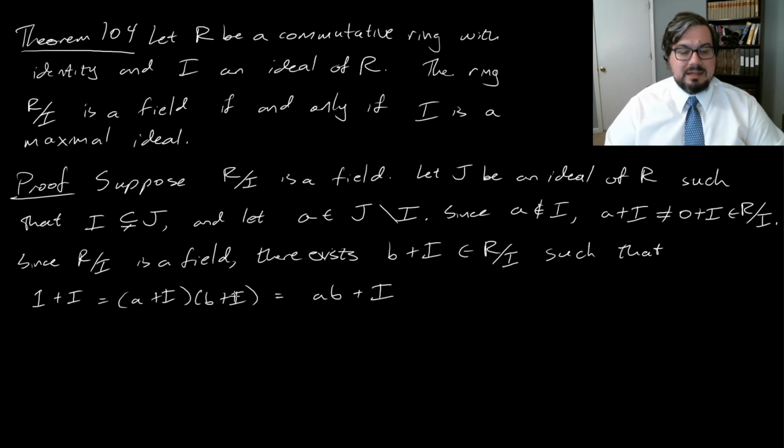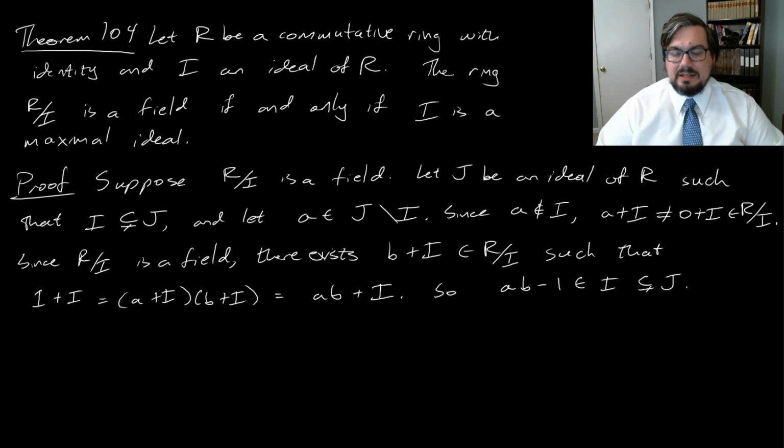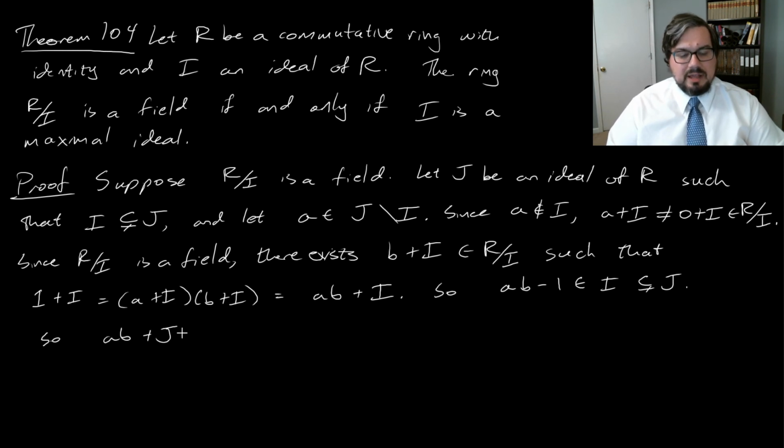So we get 1 plus I is equal to AB plus I. So that means that AB minus 1 is contained in I. But we have that I is contained in J. So AB minus 1 is contained in J. So that means that AB plus J is equal to 1 plus J.